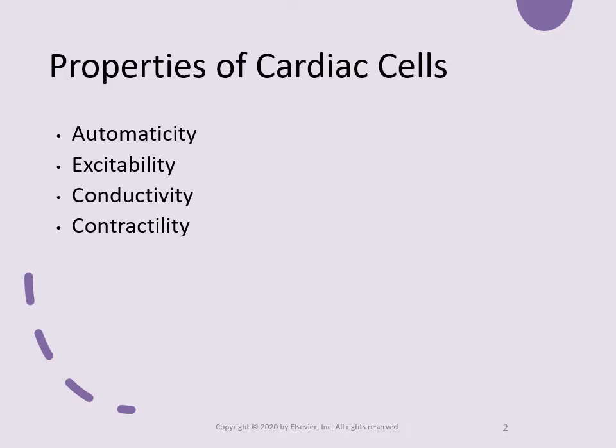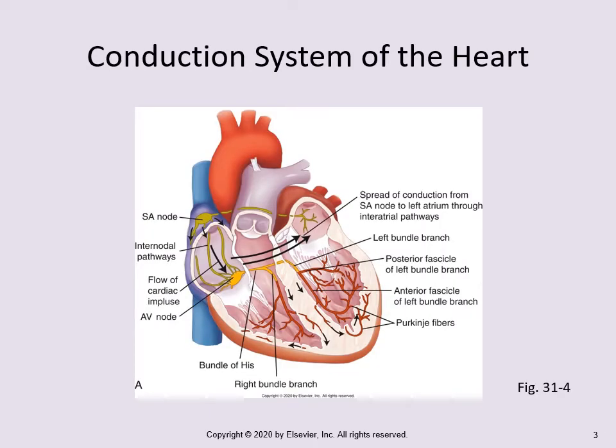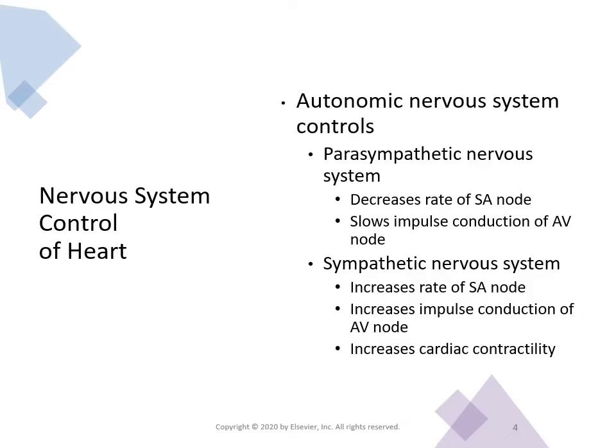As we review, it's important to remember that there are very specialized properties of cardiac cells, and they include automaticity, excitability, conductivity, and contractility. This slide is an illustration of the human heart with the parts of the conduction system labeled. It's very important that you review this and understand it, as the pathways of conduction are very important to dysrhythmias and how the autonomic nervous system controls conduction through the heart, using the parasympathetic nervous system to slow the heart and the sympathetic nervous system to speed the heart.